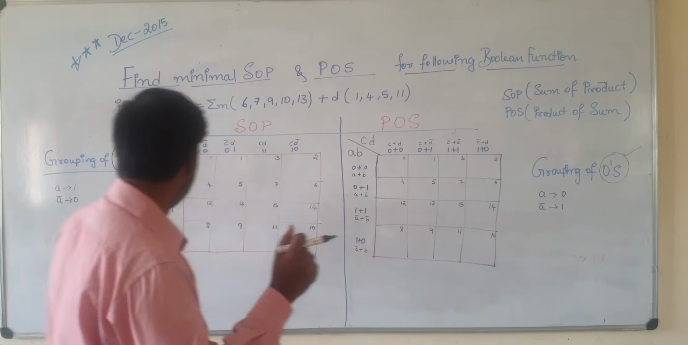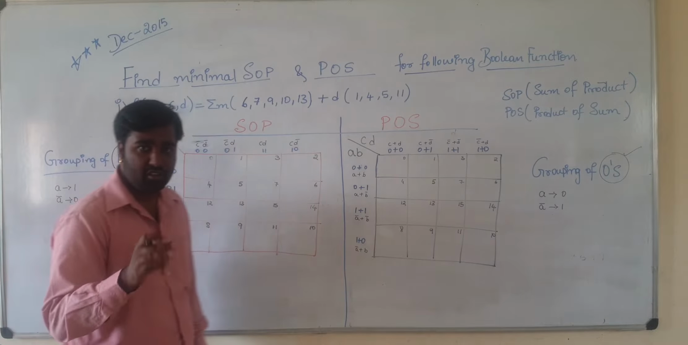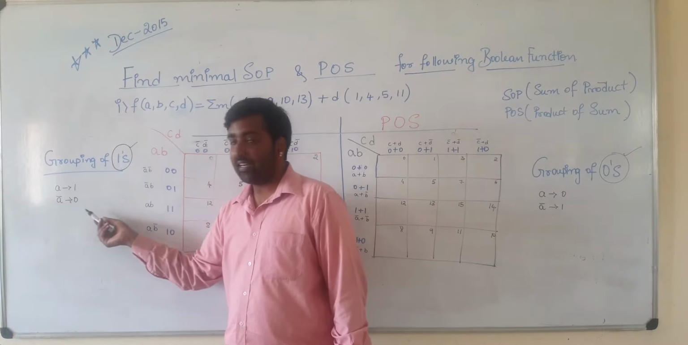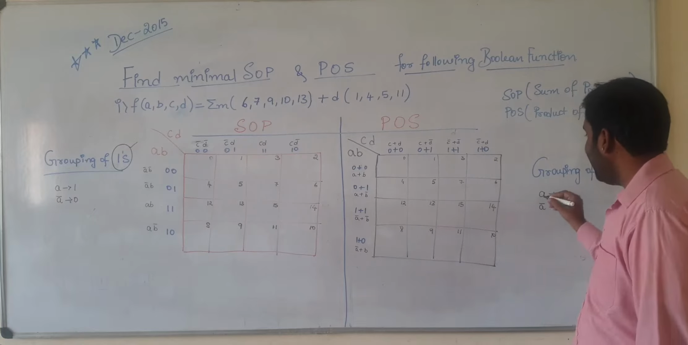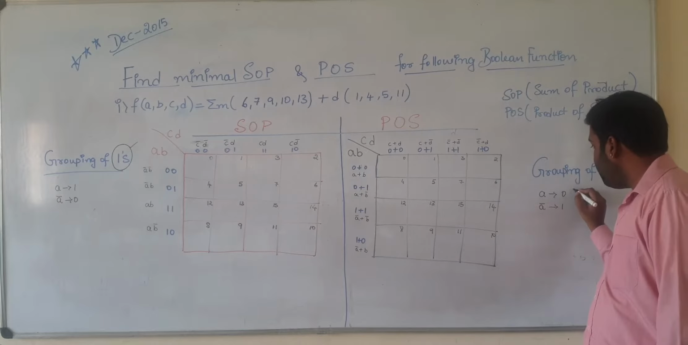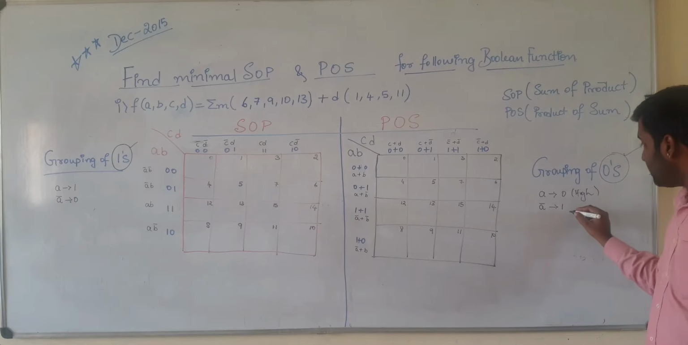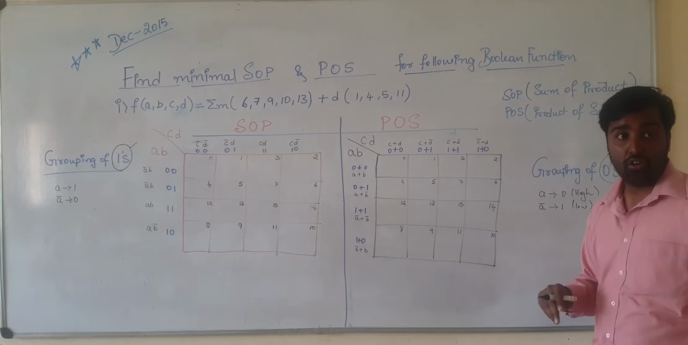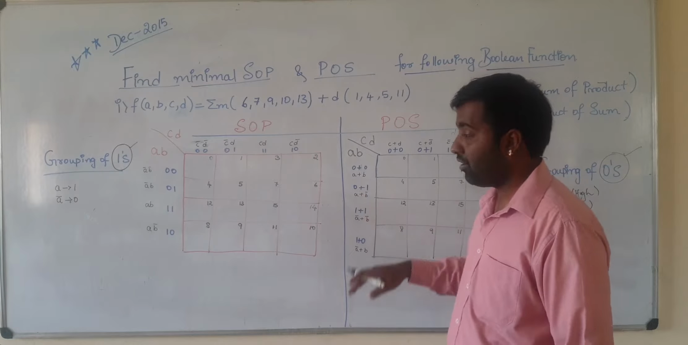Let's go to the second difference. Your sum of product goes with positive logic. So here A means it is high, and A bar means it is 0 or low. Whereas in POS, A is treated as 0, which is the high signal, and A bar is treated as 1, that is my low signal. This is another basic difference.